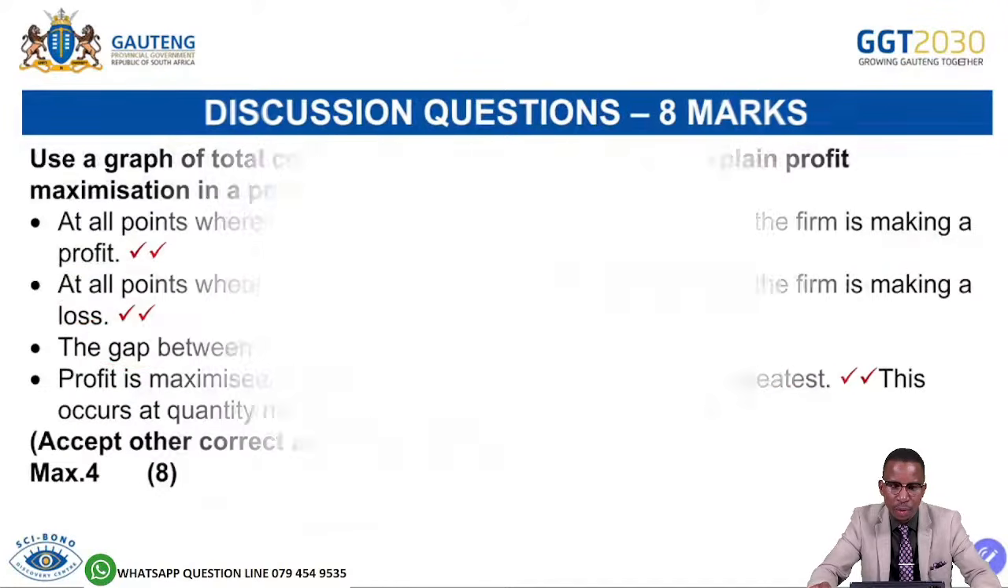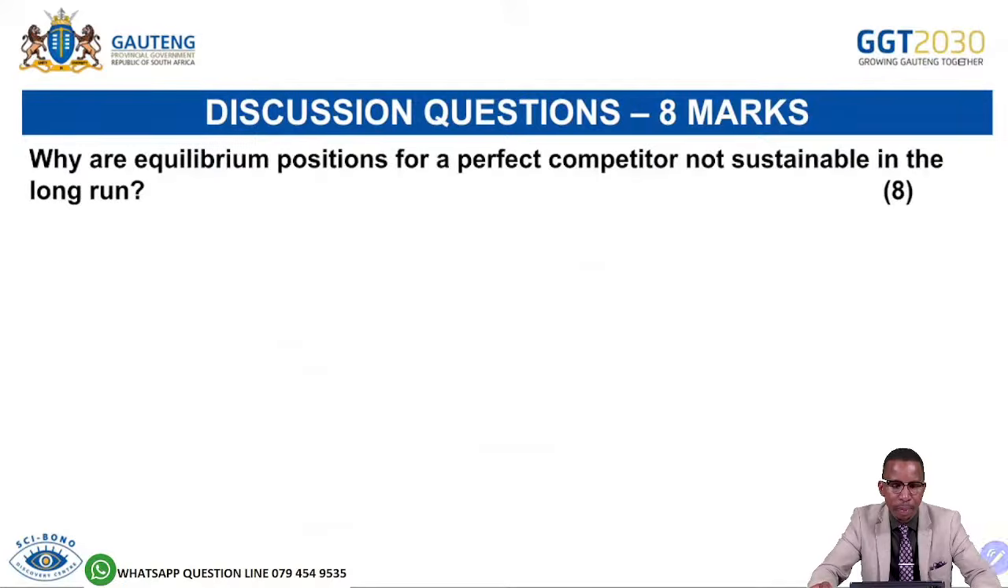And then let's continue to the next question. Why is the equilibrium position for the perfect market not sustainable in the long run? Remember, under perfect market, the equilibrium position is not sustainable.